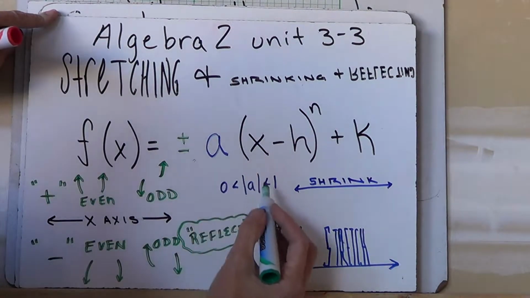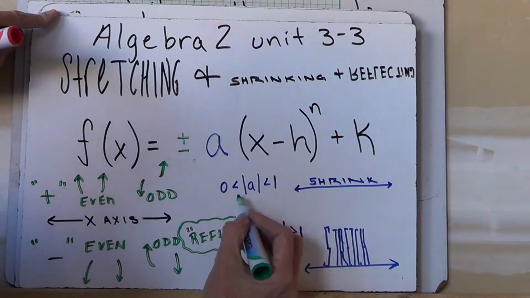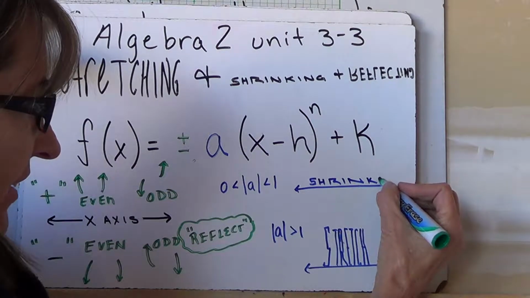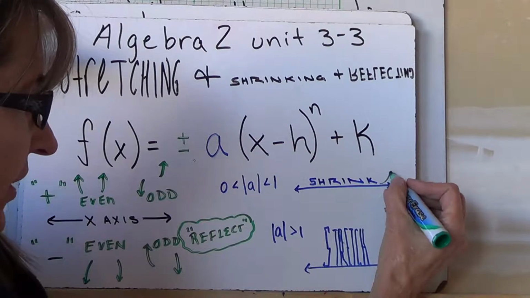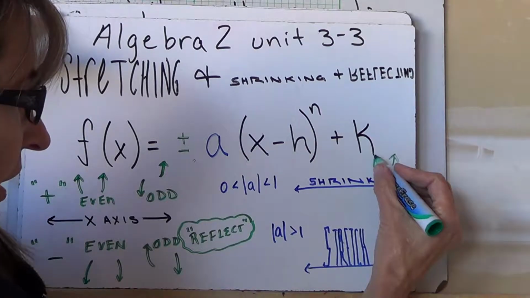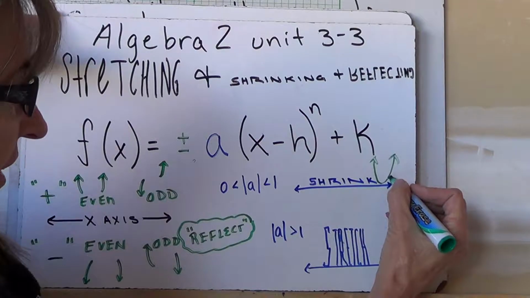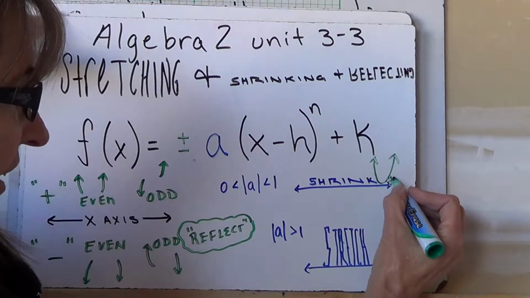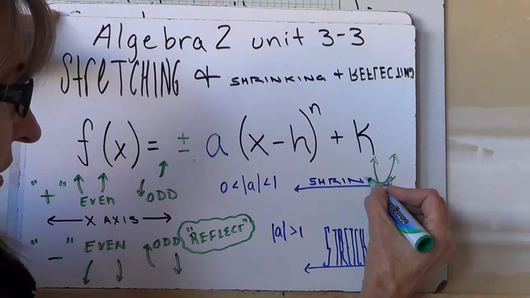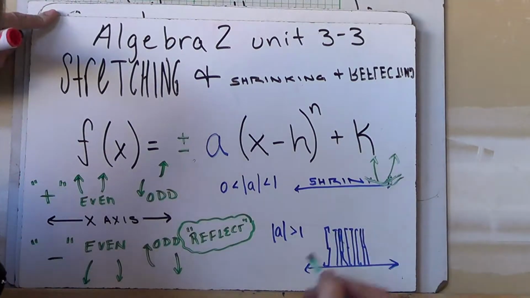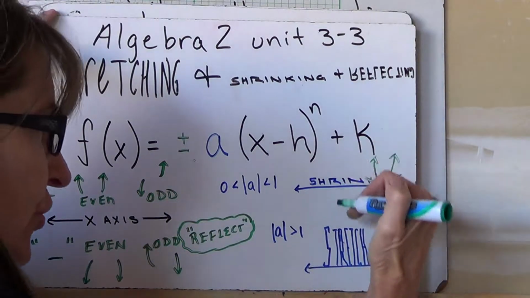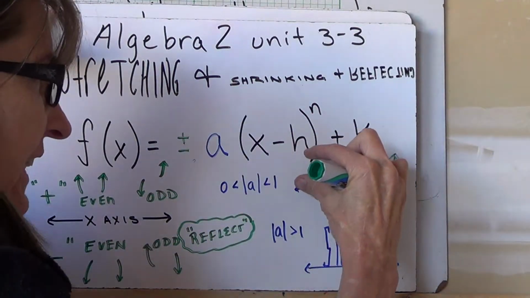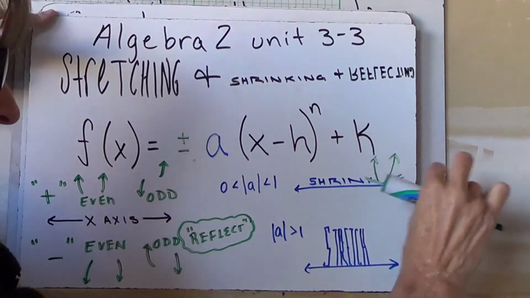On the A, if the absolute value is between 0 and 1, then we call it a shrink, because the distance from the graph, let's say it's an even graph, the parent function has a distance right here. If you have a fraction, that distance shrinks down. So it gets real wide like this, okay? So that's called shrinking when it's a fraction. Just think of a fraction as being a little kid. It shrinks down. It makes it a fat function graph.